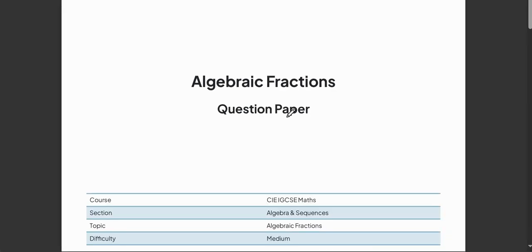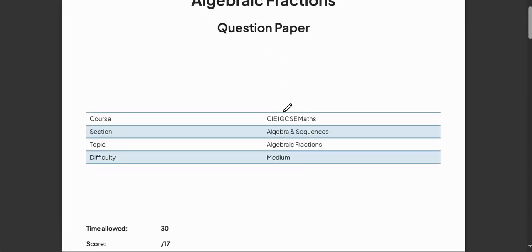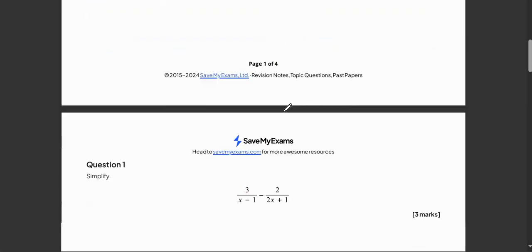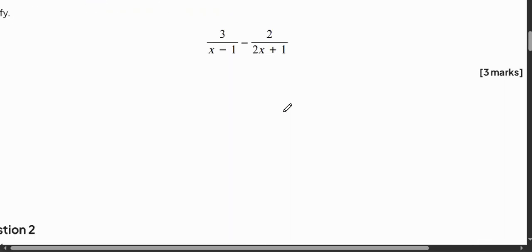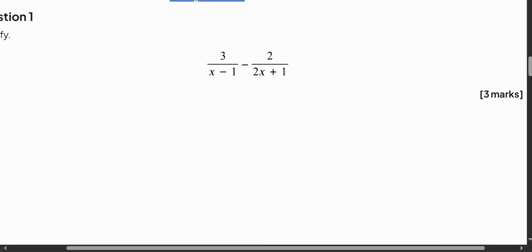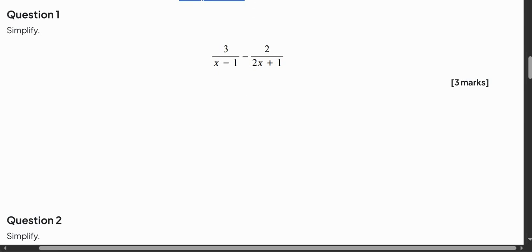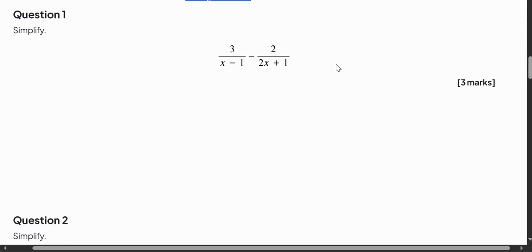Today the topic that we are solving is algebraic fractions. We will be doing medium questions. Alright. So over here you have the question: simplify 3 upon x minus 1 minus 2 upon 2x plus 1.